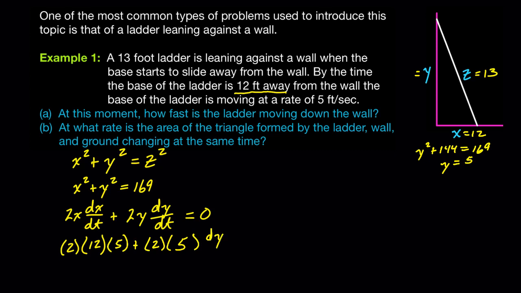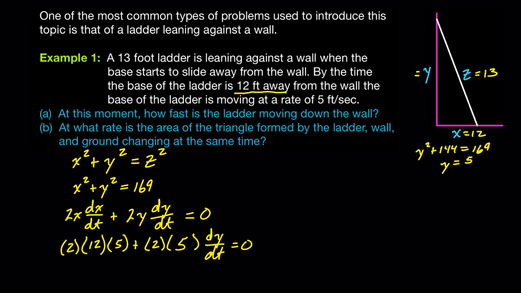And then we have times dy/dt is equal to 0, and dy/dt is what we are looking for because it asks us how fast is the ladder moving down the wall. The ladder moving down the wall means that our y value is changing, and dy/dt means the rate at which the y value changes with respect to time. That's what we're looking for.